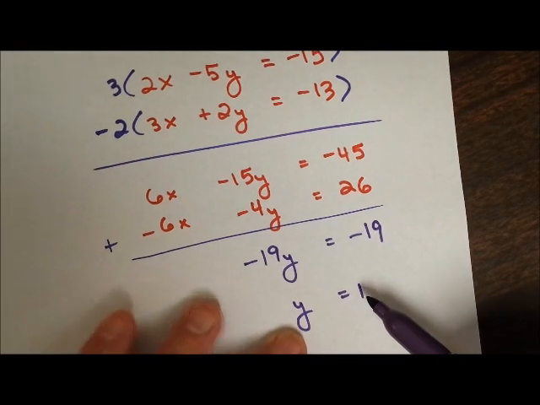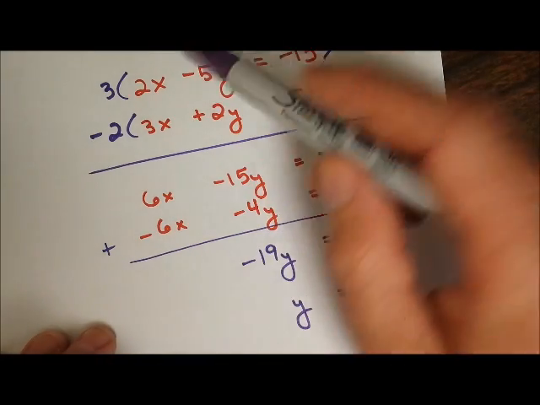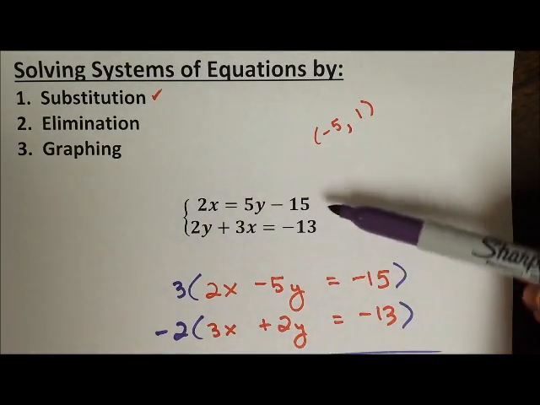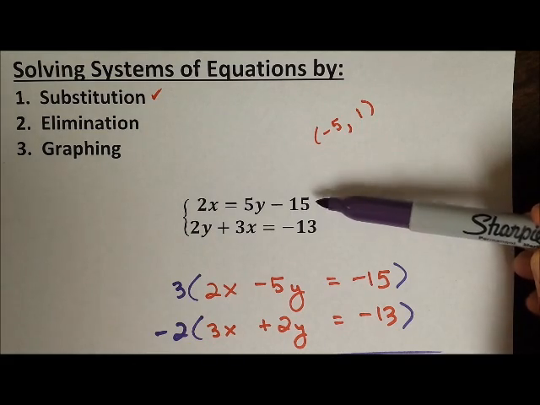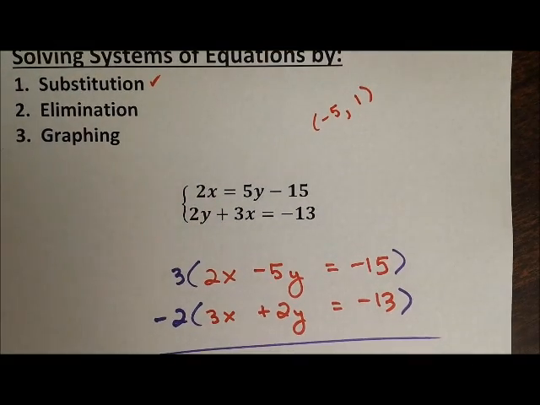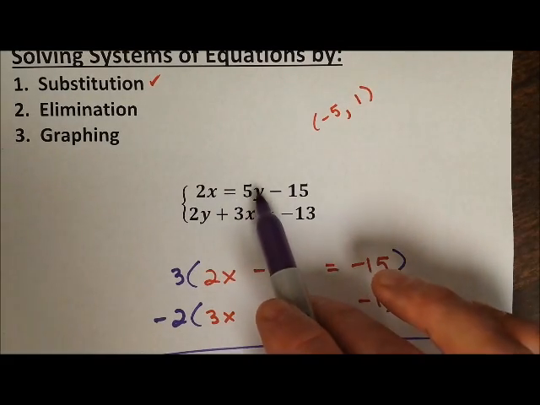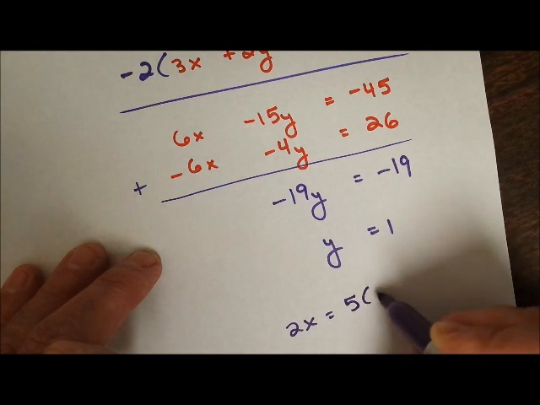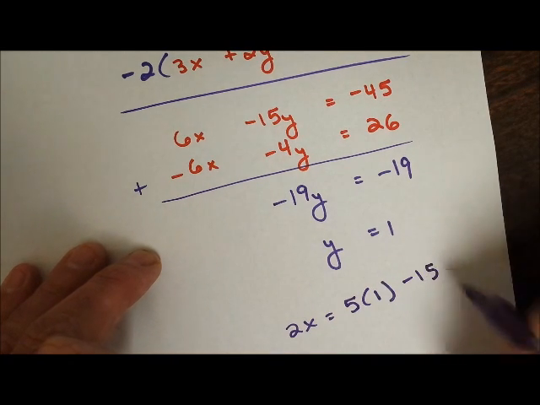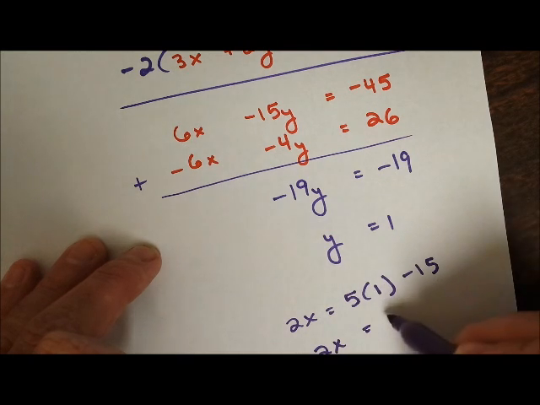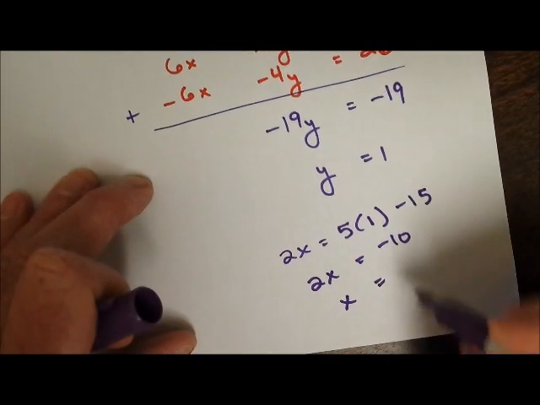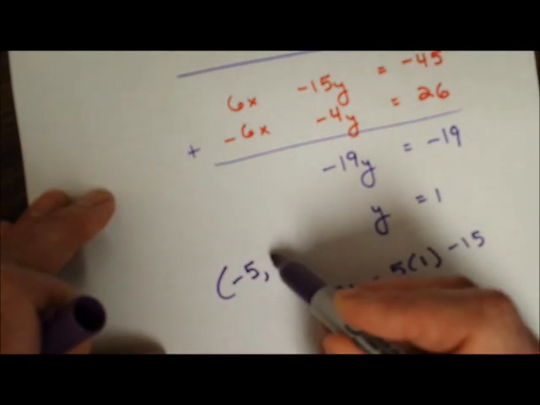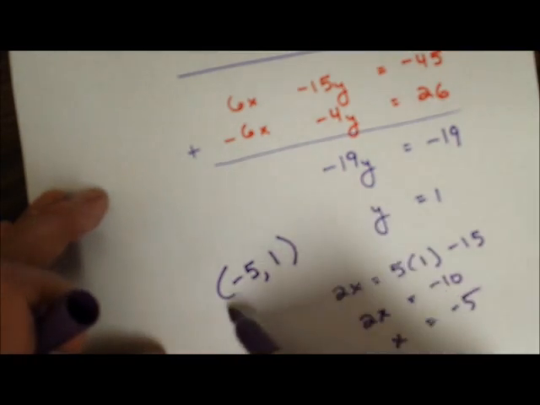So how do we get that x value now? Once we have our y value, we just plug in that y value into either one of our equations. I think this one looks the easiest to plug a value into, so I'm going to do that next. I'm going to take 2x equals 5 times my y value minus 15, and get 2x equals -10, x equals -5. And our solution, once again, is the coordinates -5, 1.